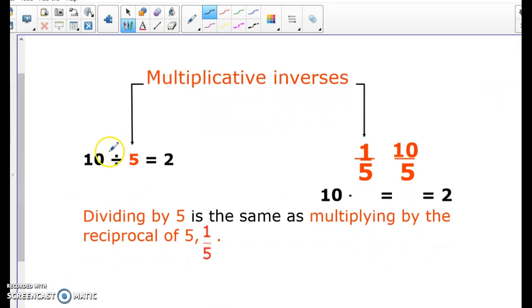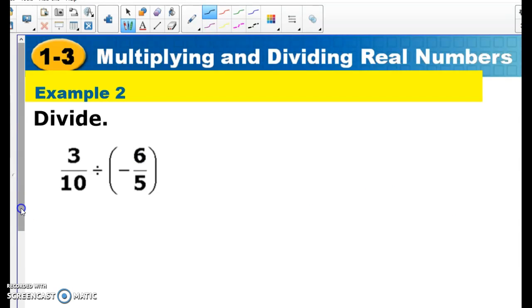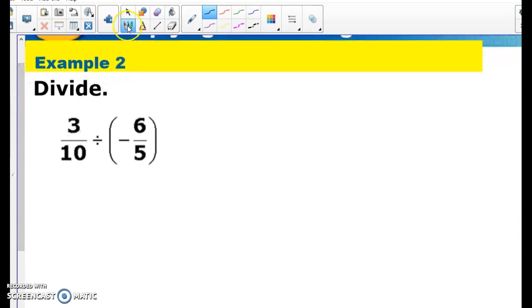Okay, kind of the same thing here. 10 divided by 5 is really the same thing as 10 times 1/5, which would give you 2. Remember, when dividing fractions, I'm really going to flip that second fraction. So I have 3 over 10 times a negative 5 over 6.